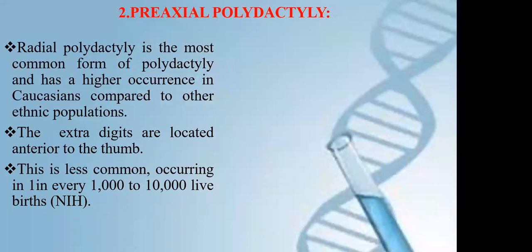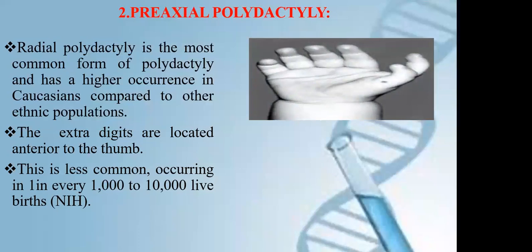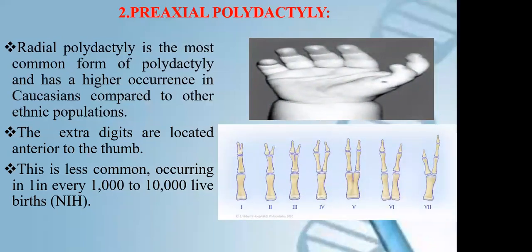This is less common if we look at Asian people and other races of the world, where it occurs in 1 in every 1,000 people. It means this case is 1 out of 1,000, as reported by the NIH, the National Institutes of Health. So this is the first case of pre-axial polydactyly. We can see the extra digit, extra finger attached to the thumb, and also the bone formation in the X-rays, showing how the extra finger can disturb our hand formation and our daily routine.